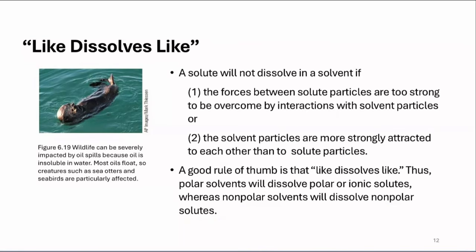In figure 6.19, we can see an image of specifically an otter. And this is just illustrating how they're going to be swimming in water. But overall, what the image is trying to illustrate is that if there are environmental changes that affect the water, so for example, if there's an oil spill, since oil and water have different polarities, the oil will float and make a heterogeneous mixture with that water, and that can actually affect the wildlife.